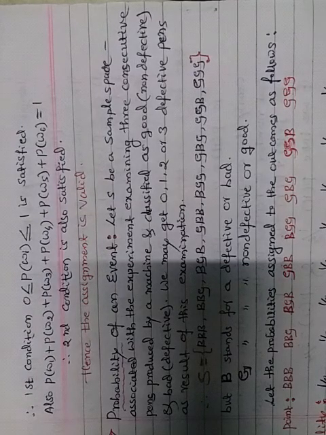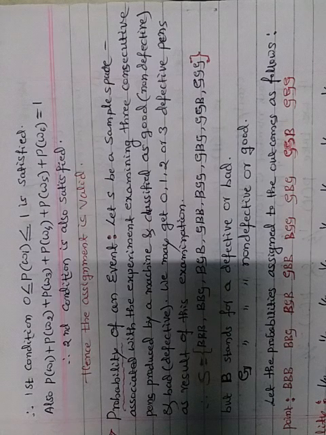But in other examples, some assignments are not valid, because each probability P of omega I must be between 0 and 1, and sometimes the values are greater than 1, so the value is not assigned. But now again we shall continue with the probability of an event.